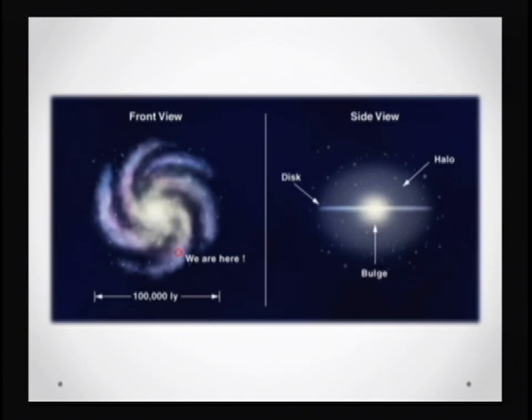And so you see that disk of our galaxy, which is where the spiral arms are. And then you see the nuclear bulge, and then you see this halo. Well, this halo is where we're going to find the globular clusters that are going above and below, and they're orbiting within the halo.